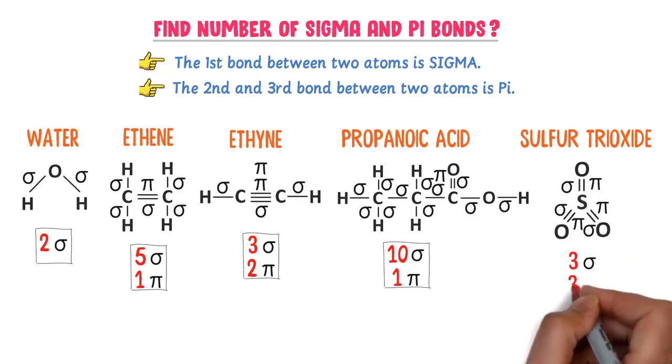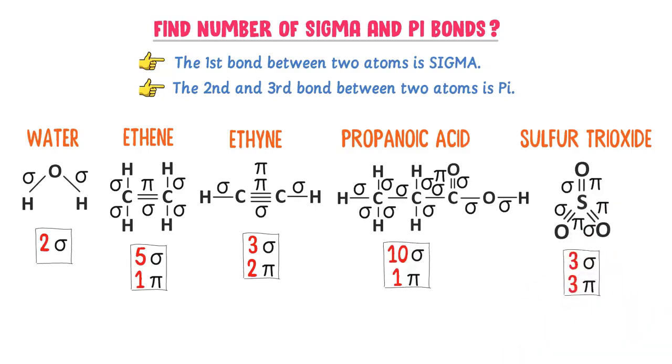Therefore, remember that first bond between any two atoms must be sigma, while the second and third bond between them would be pi. Thus, by this way, we can easily find the number of pi and sigma bonds in any molecule. This was all about sigma and pi bonds.